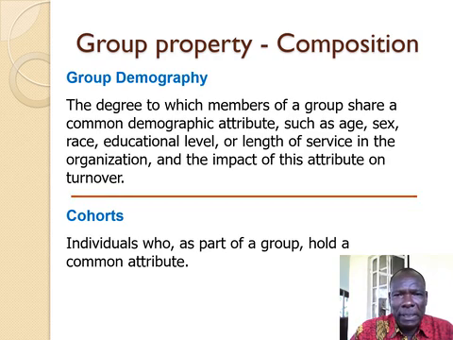There's another group property called composition. Composition of the group is also very important. Who are the members of the group? What is the nature of the membership? So there's what we call group demography, which is the degree to which members of a group share a common characteristic, e.g. age, sex, race, educational level, length of service, and so on. This group demography is important.